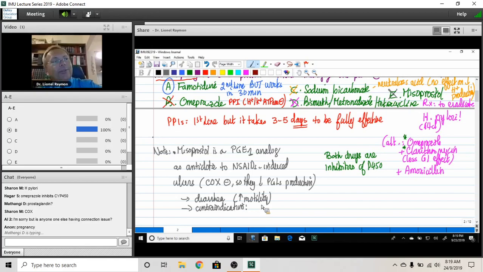Exactly. It's pregnancy. Because it would trigger an abortion. That drug obviously has a prostaglandin analog. So misoprostol, pretty much put it on the side. It's really considered an antidote to NSAIDs-induced ulcers, which is pretty unique and specific.